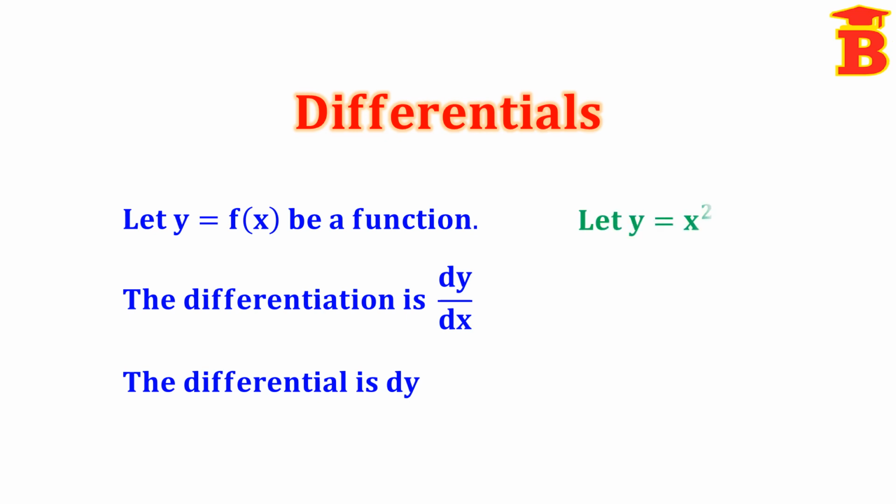For example, if we take y equal to x square, then the differentiation dy by dx equal to 2x. So differentiating x square, we get the answer 2x. And the differentiation we write it as dy by dx. From this the differential is dy. So just cross multiply this dx. We get dy equal to 2x into dx. So this dy is called differential.